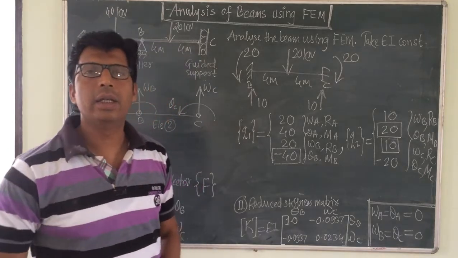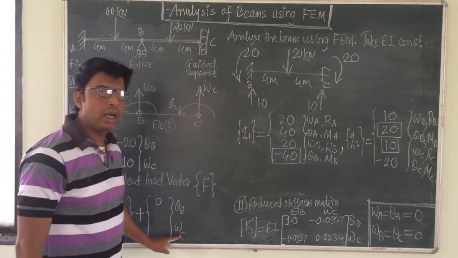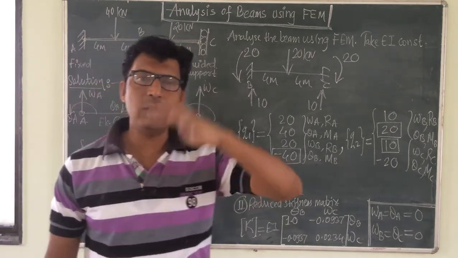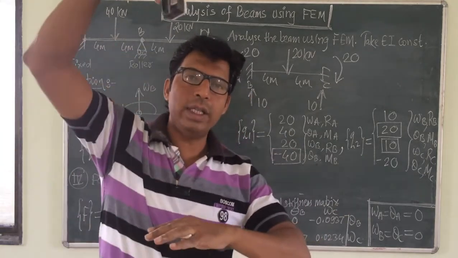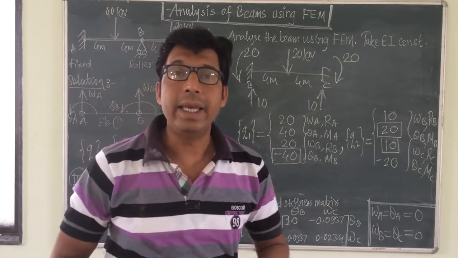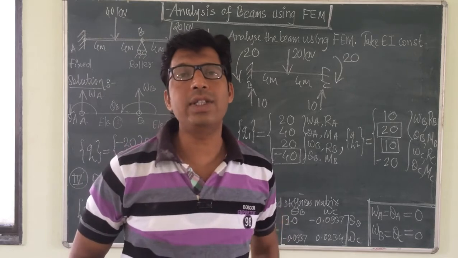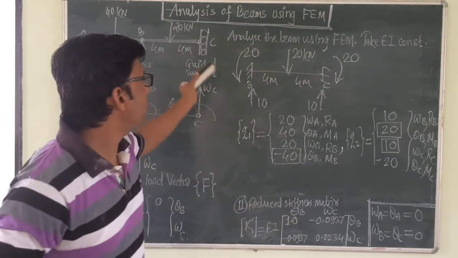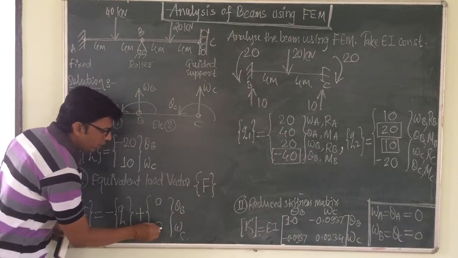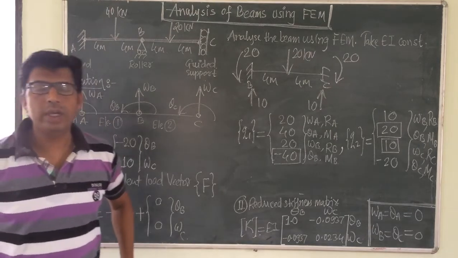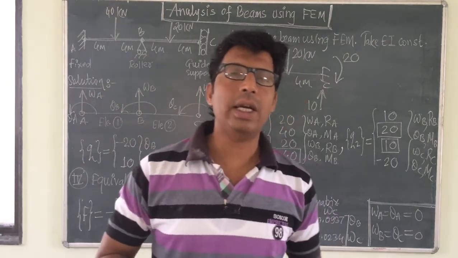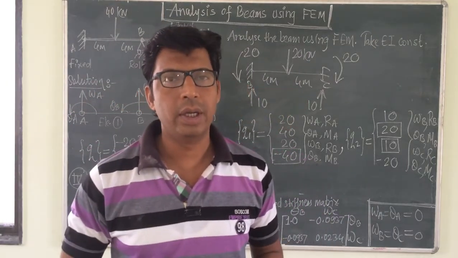Similarly, the second unknown is WC. WC means the vertical displacement at C. If the displacement is vertical, the corresponding force is a vertically downward point load. So you have to see, is there any point load acting at joint C or not? In the original structure, there is no point load acting at joint C. So this element is also equal to 0. So in the original structure, there are no forces acting at the joints corresponding to the unknown displacements.